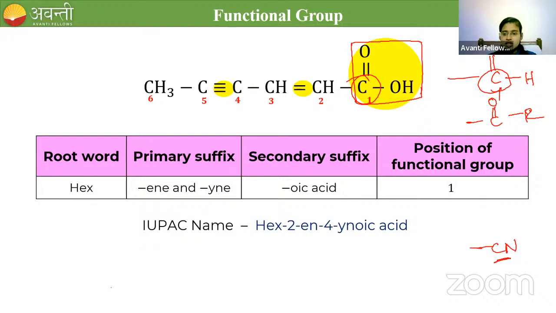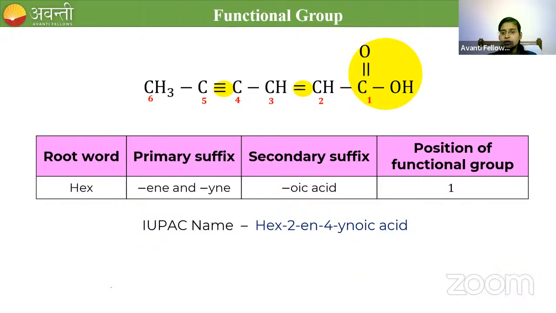Clear? If your functional group doesn't have carbon, like in the previous case, if you take alcohol, we have oxygen. Oxygen is not a carbon, right? That's why we did not number it. For an NO2 containing compound, you should not number. So if your functional group has carbon, then you have to number that carbon also. If it doesn't have carbon, then you start your numbering from the adjacent carbon. Is it clear?